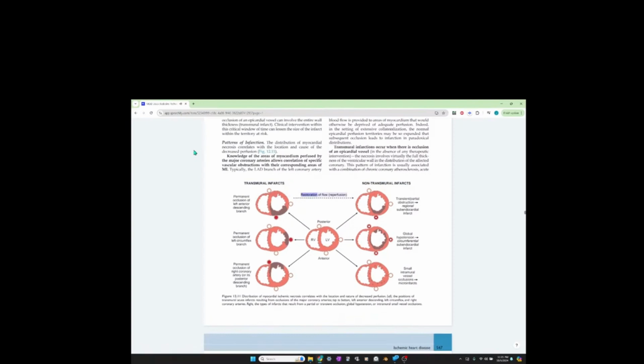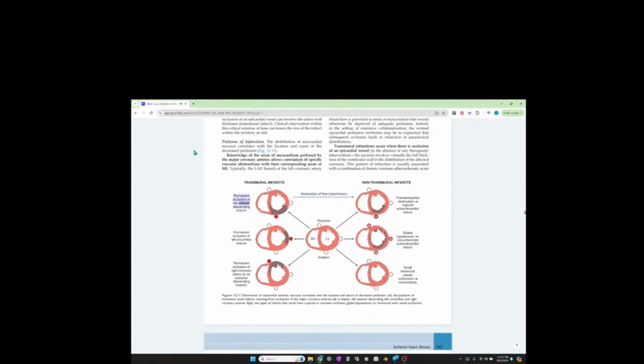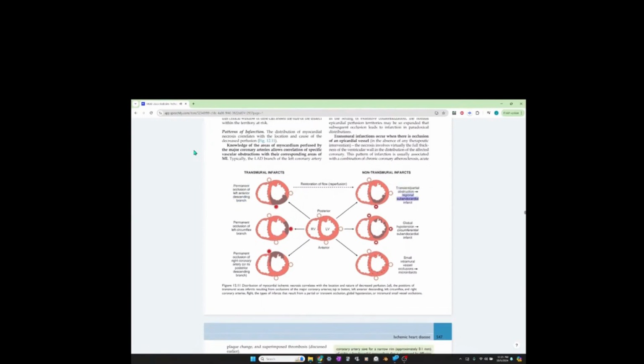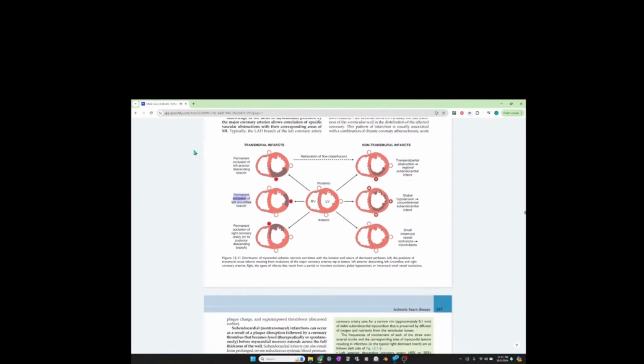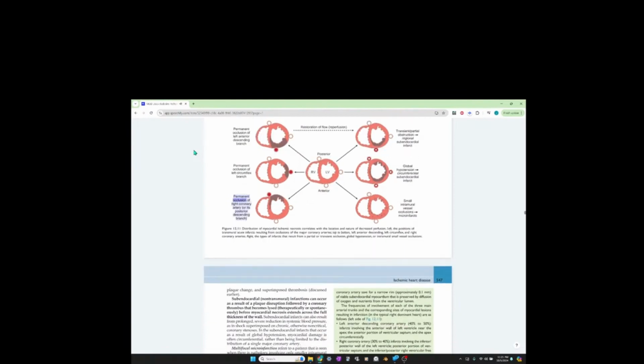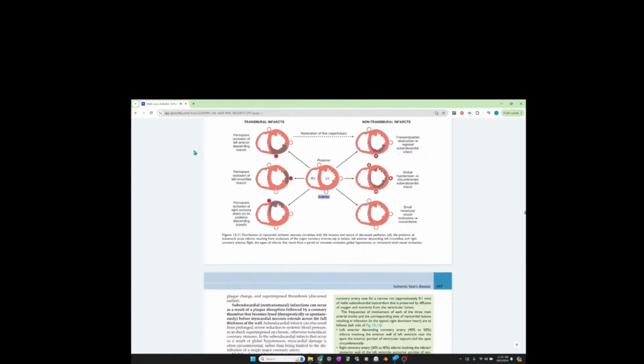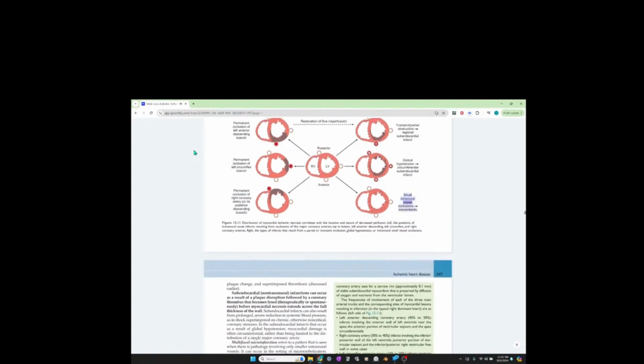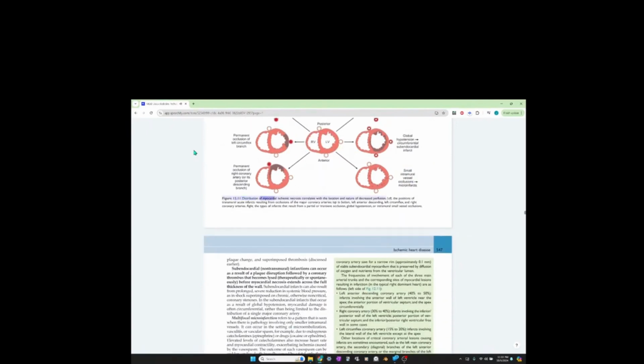Acute transmural infarcts and non-transmural infarcts. Restoration of flow. Permanent occlusion of left anterior descending branch; transient or partial obstruction, regional subendocardial infarct, posterior. Permanent occlusion of left circumflex branch; permanent occlusion of right coronary artery, right ventricle and left ventricle, anterior. Global hypotension, circumferential subendocardial infarct. Small intramural vessel occlusions, multifocal microinfarcts. Figure 12.11. Distribution of myocardial ischemic necrosis correlates with the location and nature of decreased perfusion.